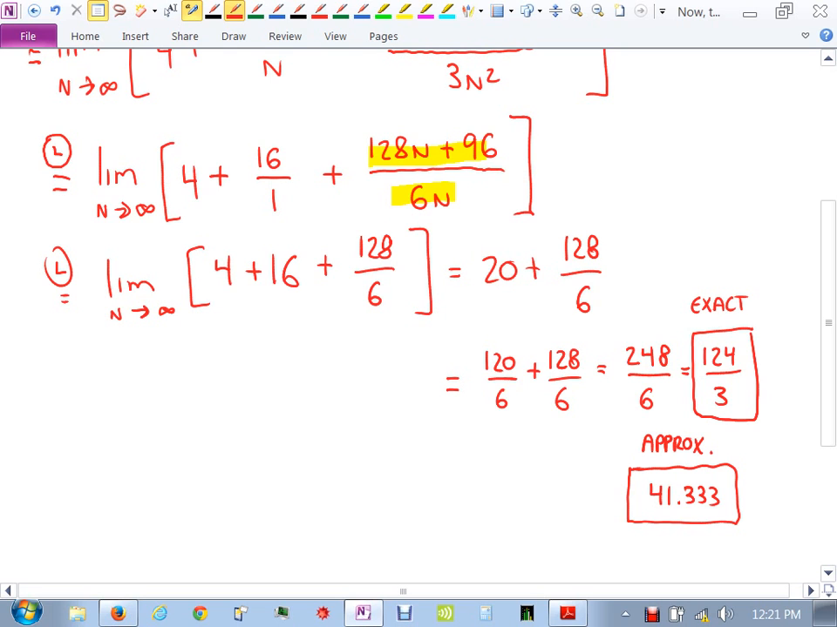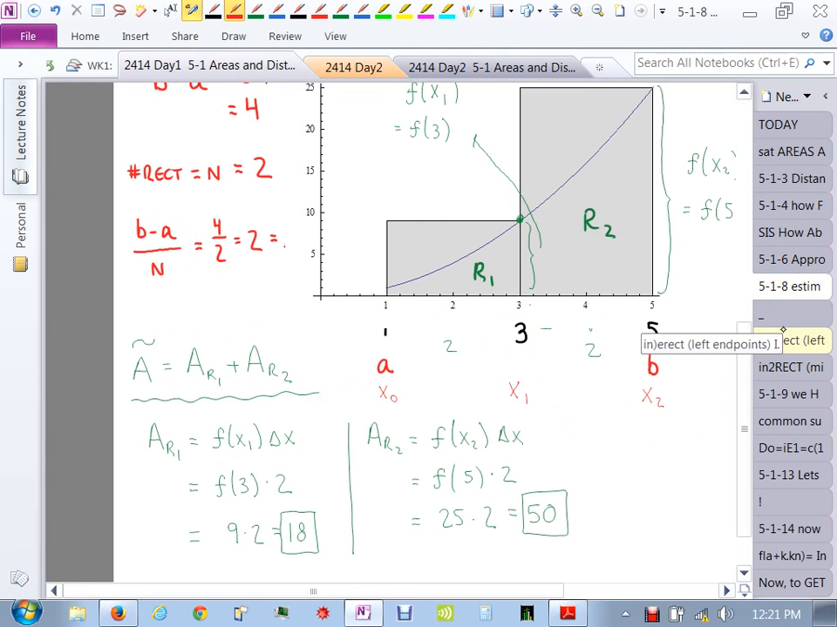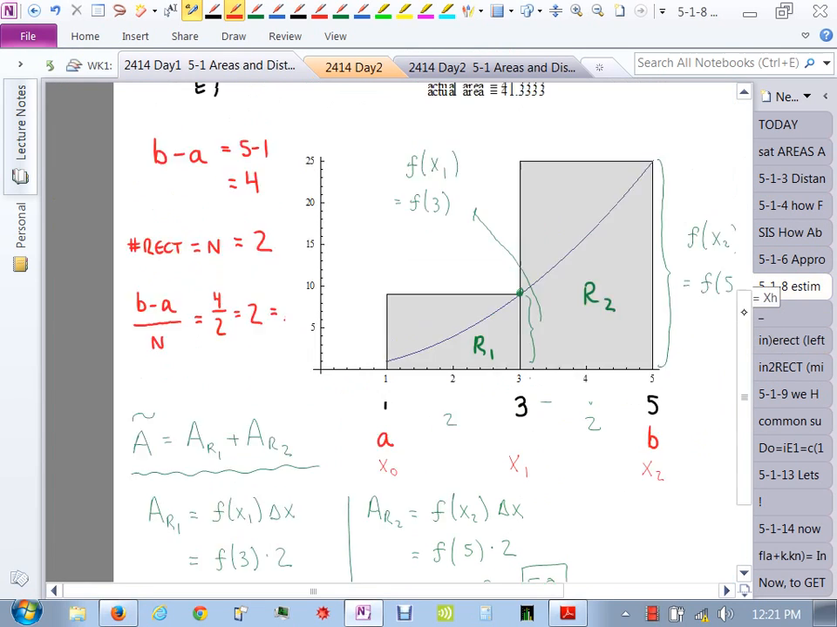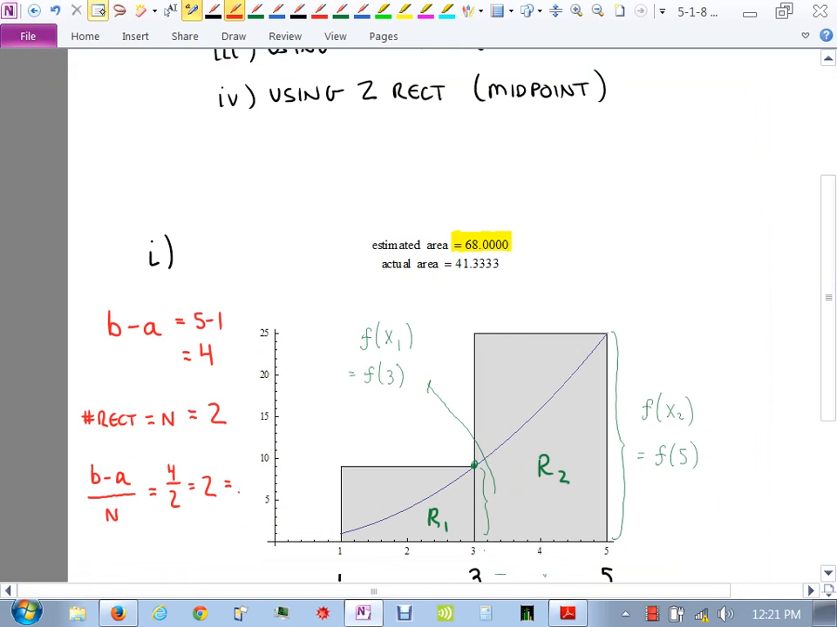So go back to the first page we had. Look, here was the very first problem we did. Right? This is the very first problem we did. We had two rectangles in there. When we did it, we said, hey, the area is about 68. And that sucked real bad, because what does it say here the actual area is? 41.333. In order for us to get 41.333, what we had to do was come up with a general formula for n rectangles and then let n go to infinity. And that's how we were able to recover the area.